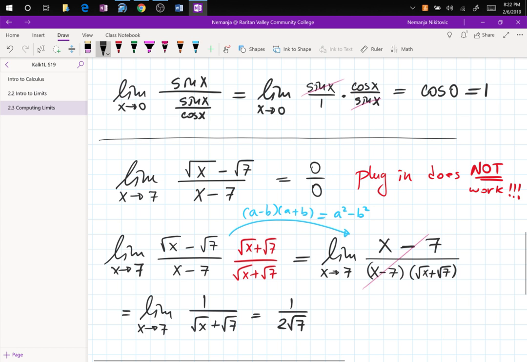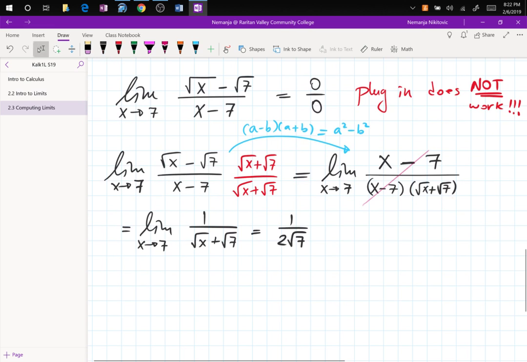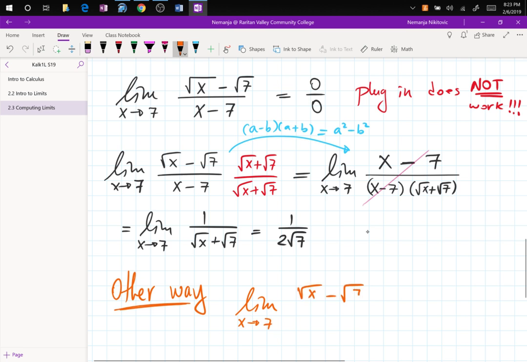So we just used rationalizing from the list. But we can be fancy. Let's be fancy. Let's employ some mathematical gymnastics over here. Orange to stand out. So this is something that you will usually not see in your algebra class, but it's possible. Limit x goes to 7 of square root of x minus square root of 7 divided by x minus 7.